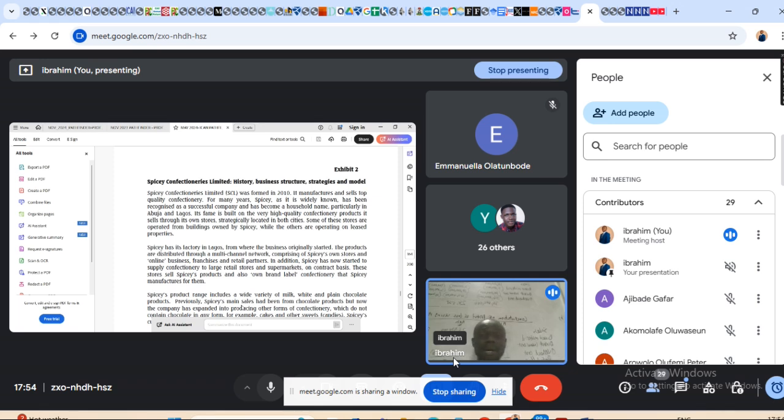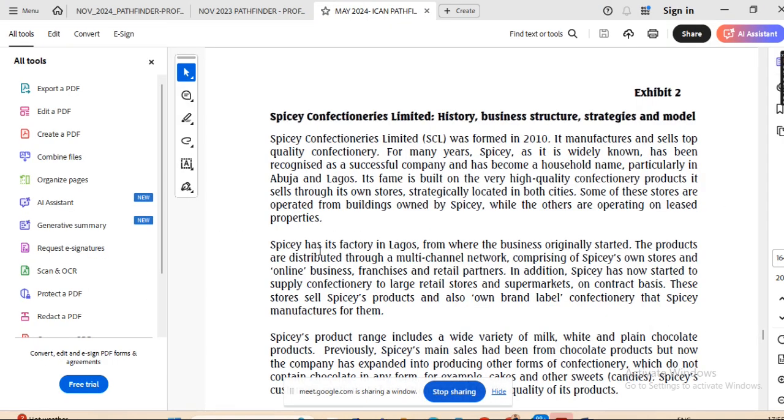Will claim capital allowance on your behalf, right? Because it is what? Operating lease. Now, something should come to your mind. We'll move from there. Now, in this part, Spicy has its factory in Lagos, from where the business originally started.